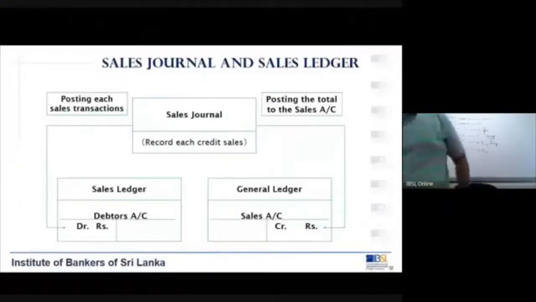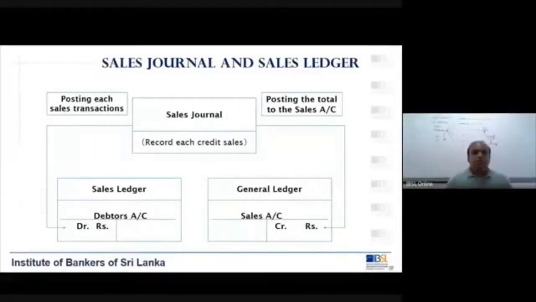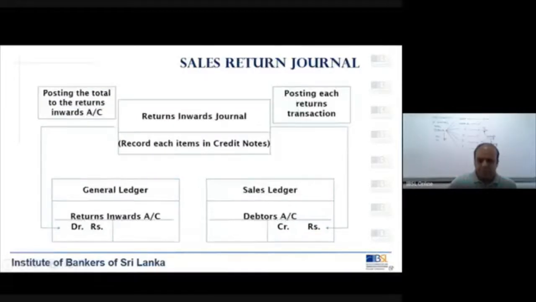And as I told you, the transactions entered into the sales journal will be totaled at the month end and posted to the general ledger and to the sales ledger. The 2 accounts involved are: the debtors account will be debited with the total and the sales account will be credited in the general ledger. Okay, so that is all about where a credit sale happens.